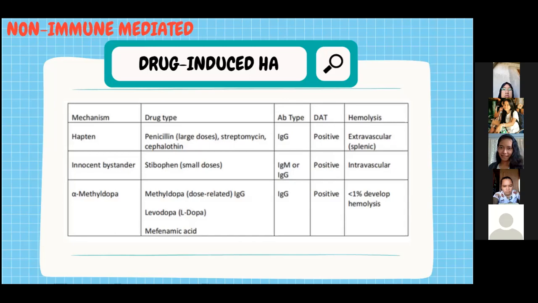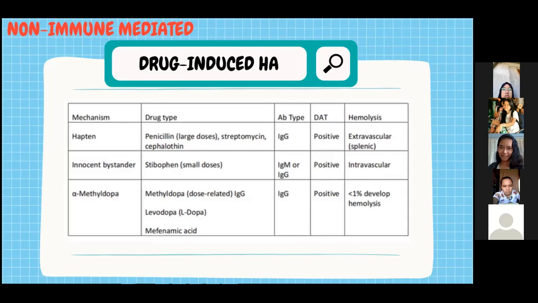And then we have the alpha methyldopa. The drug type is methyldopa, dose-related, IgG, levodopa, L-dopa, or mefenamic acid. The antibody type is IgG, same with the first mechanism, but for the innocent bystander, we have IgM or IgG. And the DAT for the alpha methyldopa mechanism is still positive, with a 1% chance of developing hemolysis. And that's all for the immune-mediated hemolytic anemia.